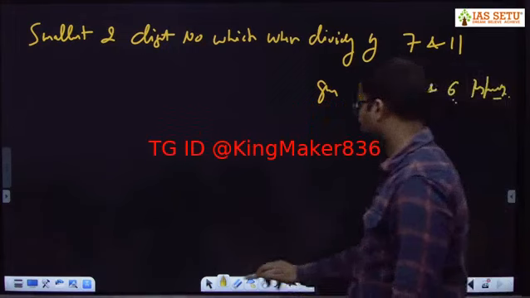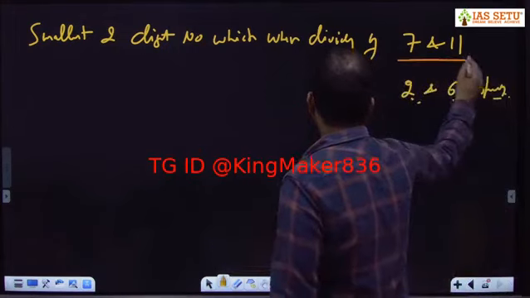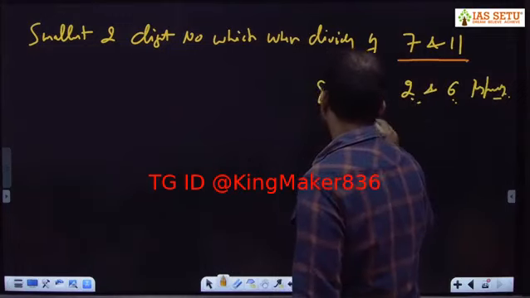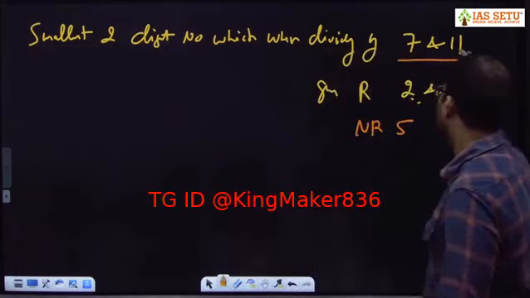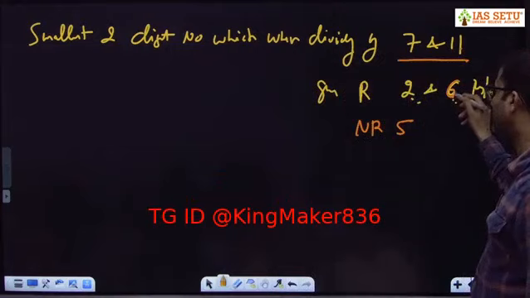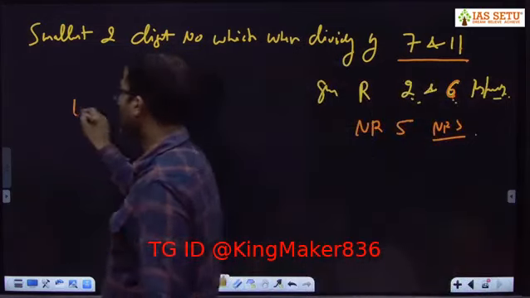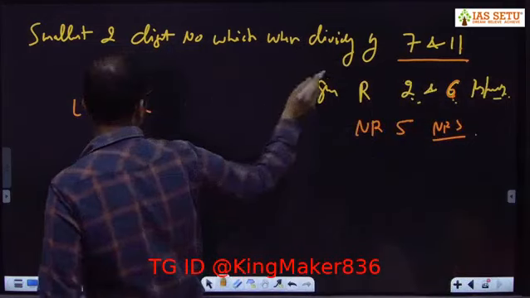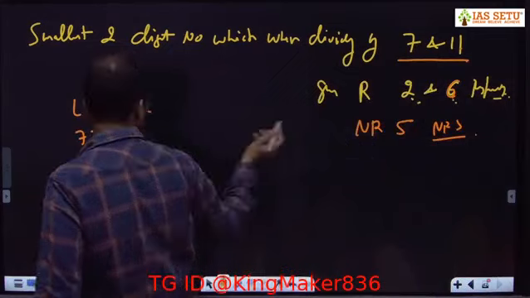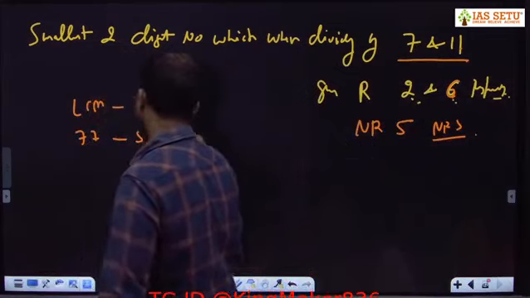So now here, your positive remainder is 2, so your negative remainder here is 5. 11 gives a positive remainder 6, so negative remainder 5. So what is our answer? LCM minus R. What is the LCM of 7 and 11? 77. Negative remainder 5. Your answer is 72.